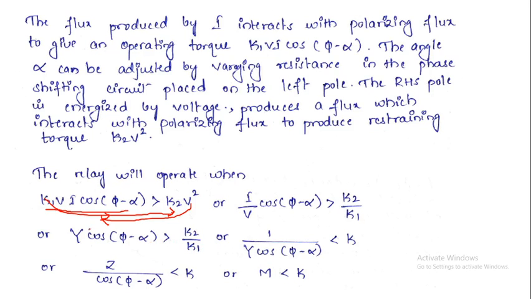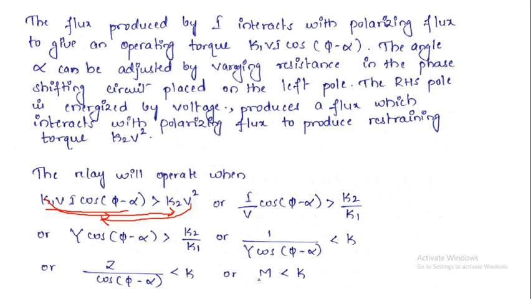Or in turn I can rearrange these terms as 1 by Y cos of phi minus alpha less than K. I have taken the inverse. Here it will be K2 by K1. I can have that simply as K. Or 1 by Y is nothing but the Z. 1 by admittance again is nothing but the impedance Z divided by cos of phi minus alpha less than K.